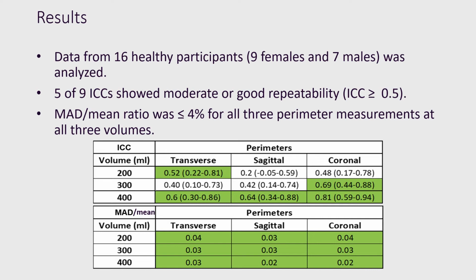This table shows the ICCs in the top half of the table and the mean absolute difference to mean ratios in the bottom half of the table for the transverse, sagittal, and coronal perimeters at the interpolated volumes of 200, 300, and 400 milliliters.